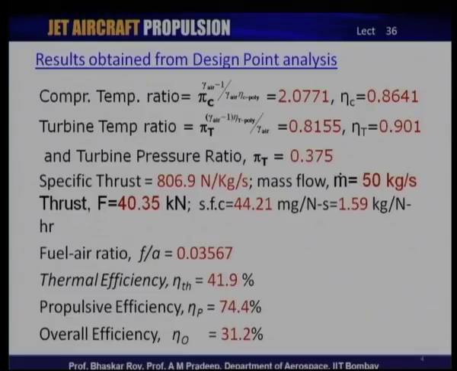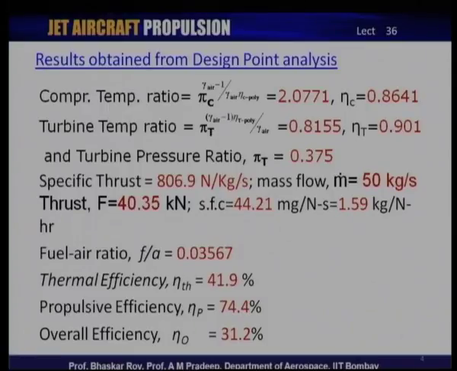If we use all these values, and if you follow the overall cycle analysis that we have done in the cycle analysis chapter in this lecture series, and if you follow that procedure, you would probably get a specific thrust of the order of 806.9 newtons per kilogram per second. The mass flow through the engine is 50 kgs per second. The thrust would correspondingly then be 40.35 kilonewtons.